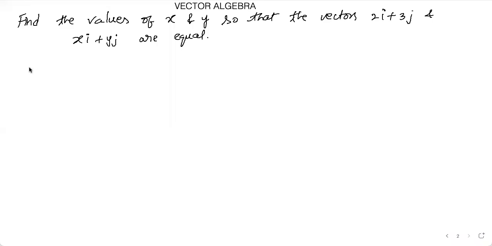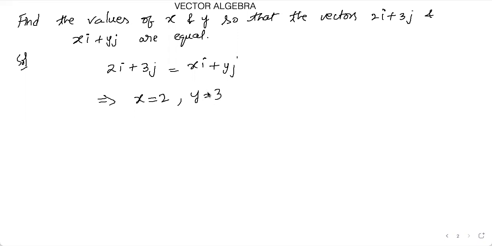So let us find the values of x and y. Okay, so now 2i plus 3j is equal to xi plus yj. So this implies that x is equal to 2 and y is equal to 3, right? Yes.